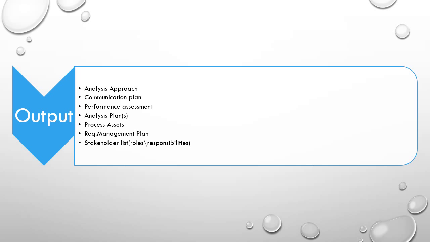The final outcome is you have the approach finalized. So you have a final document where you have all the approach finalized. You have a final communication plan. You have a final assessment of how we are going to measure the performance of the analyst or the analysis. So you have a final plan which is well documented.